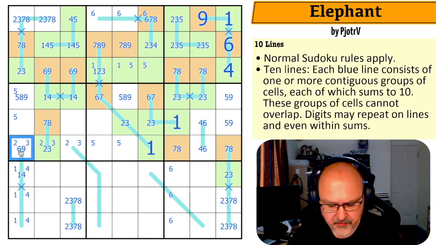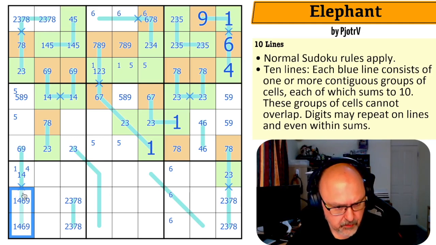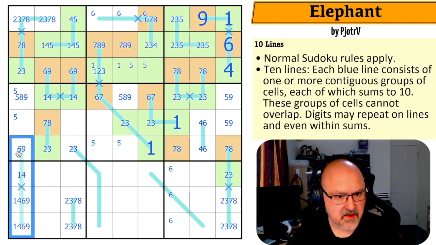I can never put 2 or 3 here. So this is a 2, 3 pair. Now, whichever one of these is a 1 and 4, the other one has to go here. This is actually a 1, 4, 6, 9 quadruple. Because the 1, 4, 6, 9 here, the fact that both of 1 and 4 are here means this line is 1, 4, 6, 9, which takes 9 out of there.